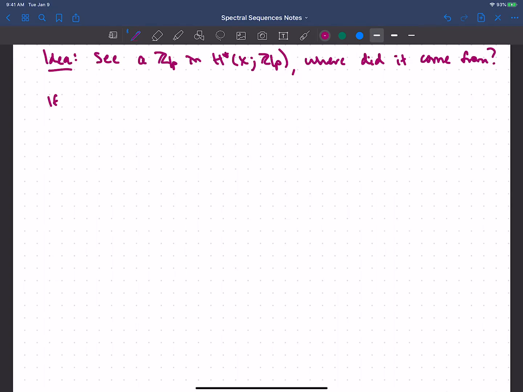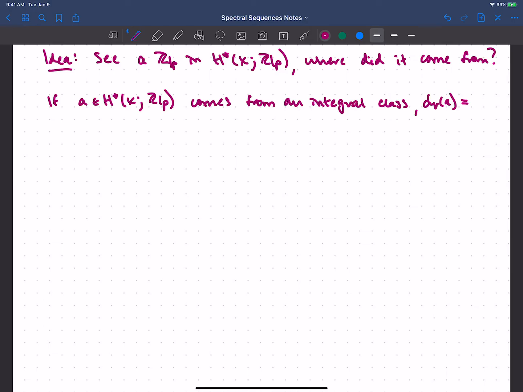Okay, so first we need to notice that if we have some element in the cohomology of X in Z mod p coefficients, let's call that element a. If this comes from an integral class, then the differential on any page will be 0. So d_r of a is 0 for all r. Okay, and we can see this pretty easily because we look at this long exact sequence in cohomology, I suppose. That was our multiplication by p, then we reduce mod p. Then we've got our connecting homomorphism.